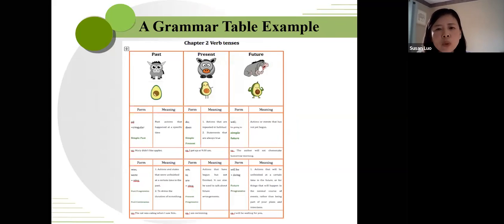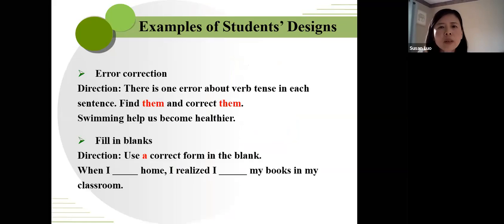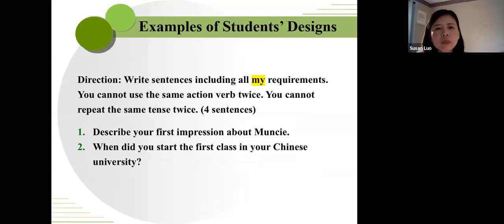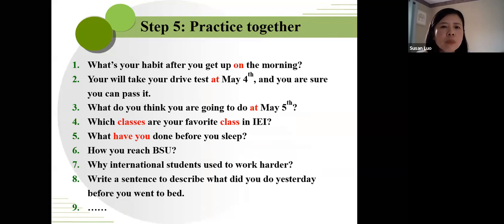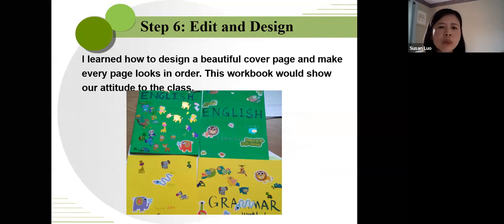Those are the grammar rules they came up with. It looks nice, and they didn't spend a lot of time to produce this. They have to categorize and do pattern recognition to summarize and present it. Here are some of the questions they designed. Because they are not professional teachers, they will say, write sentences including all my requirements, very personal. But those are real. I took photos of their covers.